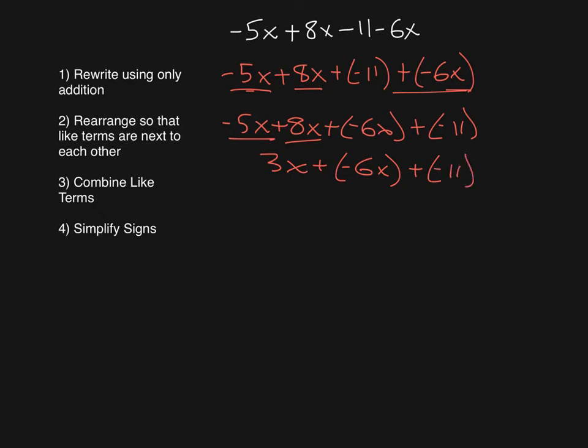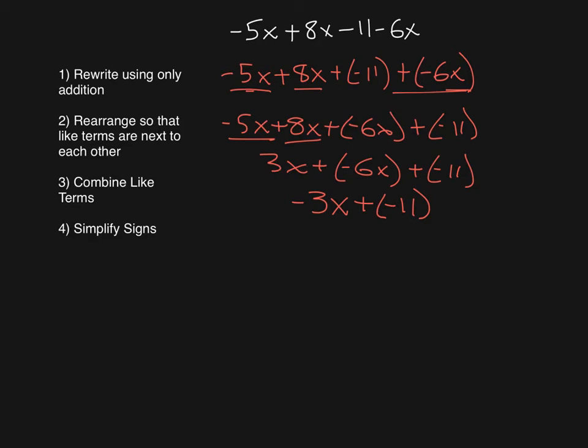And now 3x plus negative 6x. Now those have different signs. 3 plus negative 6 is going to give me negative 3x plus negative 11. So now there I have, I've combined all my terms.